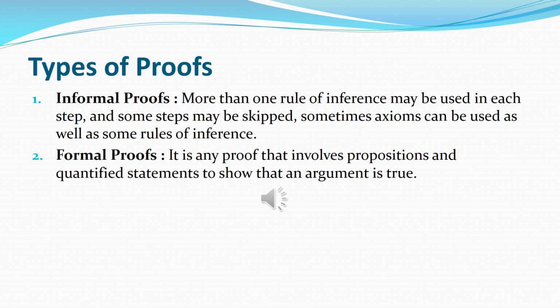Let's talk about types of proofs. There are two types of proofs. One, you have informal proofs, where more than one rule of inference may be used in each step, and some steps may be skipped. Sometimes axioms can be used as well as some rules of inference. Whereas a formal proof is any proof that involves propositions and quantified statements to show that an argument is true.